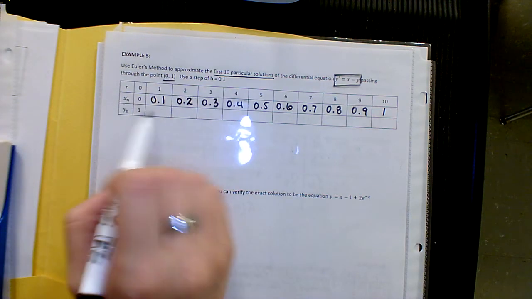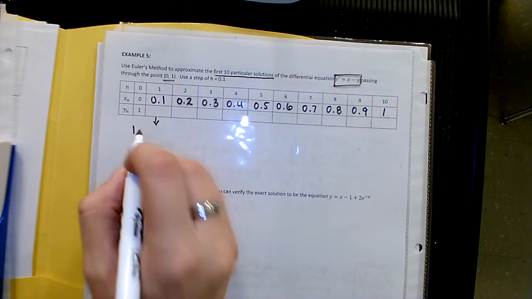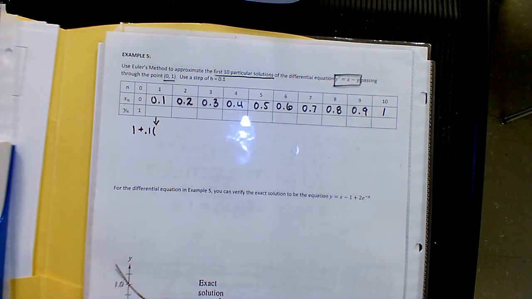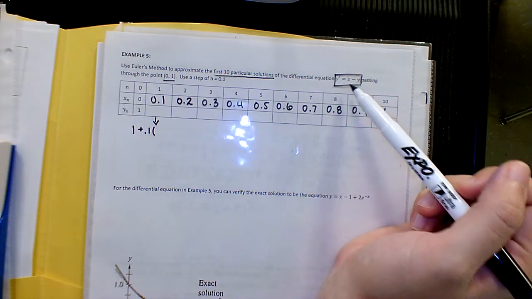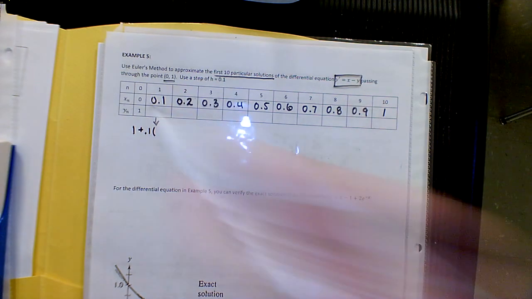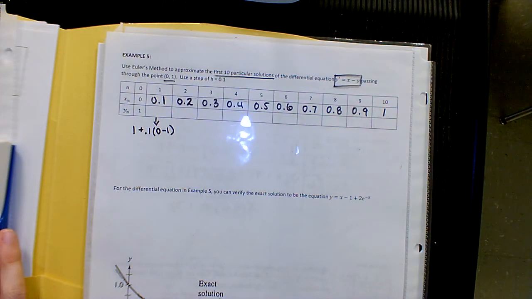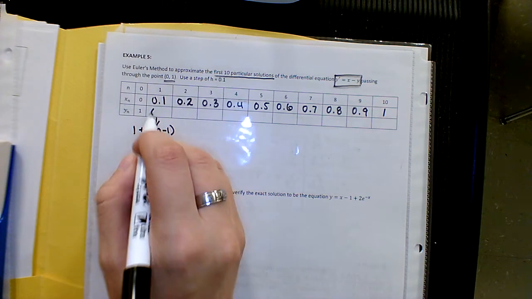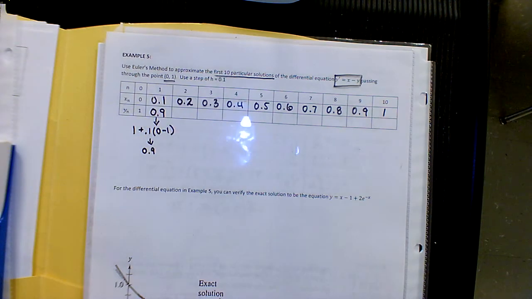Okay, so to figure out the next y, we need the previous y value, which is 1, plus the step, times the slope at the previous point. Now there's no table to go off of for the slope in this one. We actually have an equation. So to find the slope at the previous point, we're going to have to plug in the previous x value and subtract the previous y value. So that would look like 0 minus 1. So all that together would give us 0.9. Right?